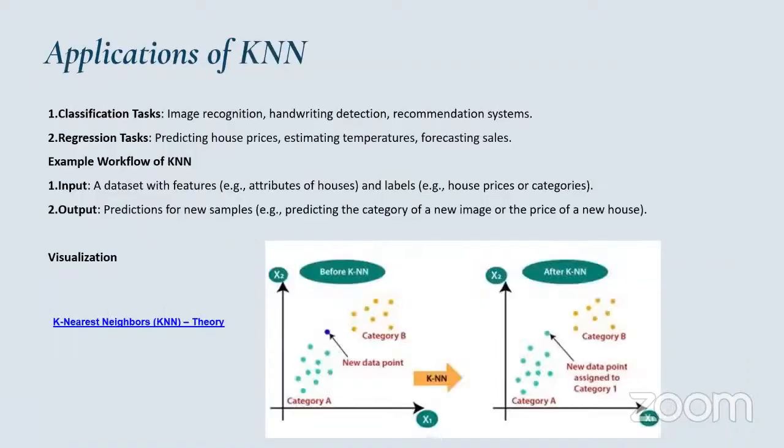Okay, so applications. Classification tasks: image recognition, handwriting detection, recommendation systems, etc. Regression tasks: predicting house prices, estimating temperatures, forecasting sales. An example data set with features like attributes of houses, labels, and prediction of new samples, that is predicting the category of a new image, the new price of a house, etc.